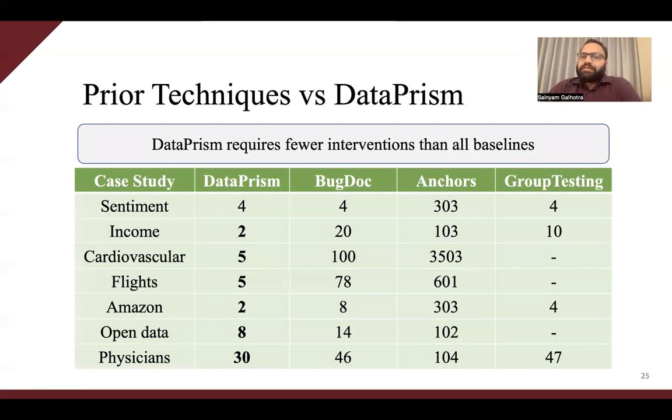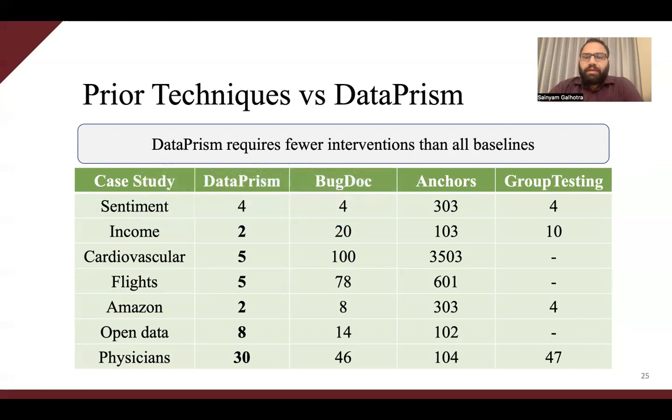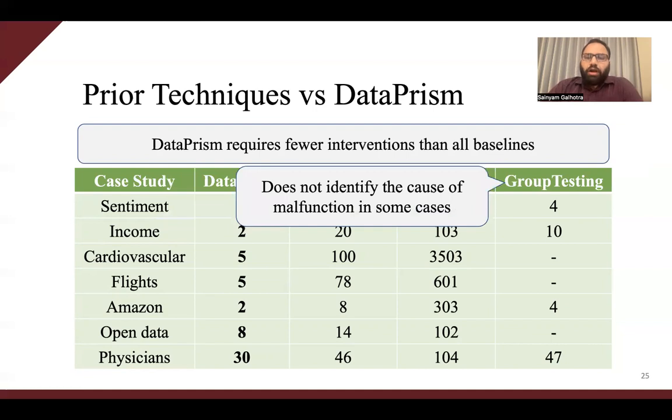Now let's look at the results with these techniques. Here we show the number of interventions required by each technique to expose the cause of malfunction. We observe that DataPrism is highly effective and requires the least number of interventions. Other baselines are not very effective. Even though group testing does not require a lot of interventions, it does not identify the true cause of malfunction in half of the cases.